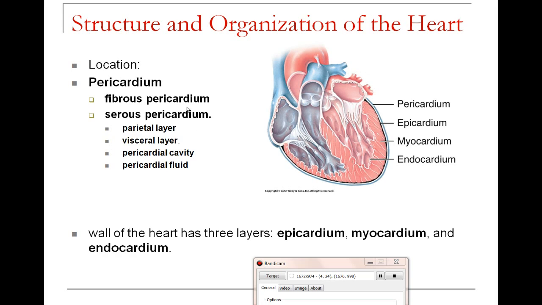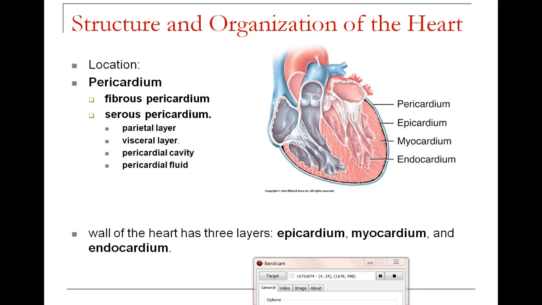Okay, so when you look at the heart in general, the heart is in the thoracic cavity. It's slightly to the left in the chest, so it's more towards the left than centered. So when you say the pledge to the flag and you put your hand over your heart, remember it's not right in the middle, it's to the left, so that's accurate.